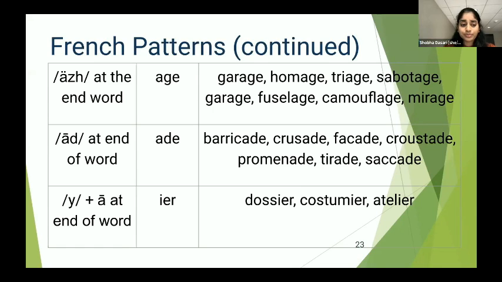And then this last example is the y plus a sound at the end of a word. So that sounds like yay. And that will be spelled as an IER in French when it's at the end of a word. So dossier, costumier, atelier. So that IER at the end of a word is pronounced yay in French.